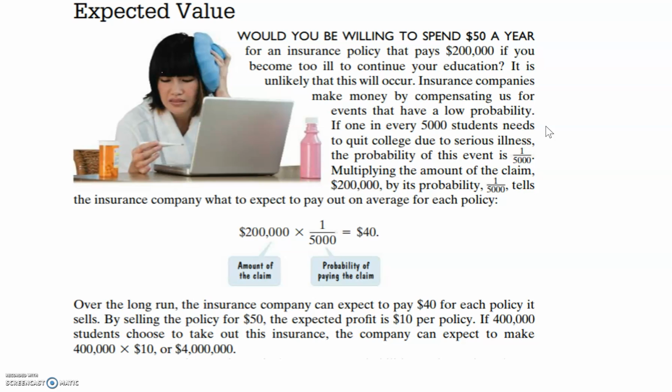Assuming that this is rare, meaning maybe 1 out of every 5,000 students would get this ill, that's a 1 in 5,000 probability that they actually have to pay out this money. So they're paying $200,000 times 1 out of 5,000, or on average $40 for every policy. So if they're just charging you $50, that means they're actually making $10 profit on each of these policies.